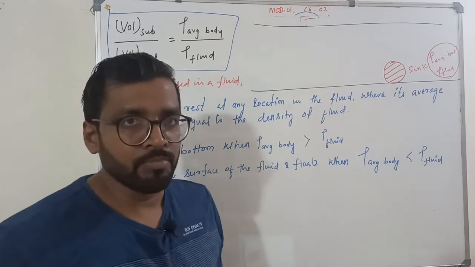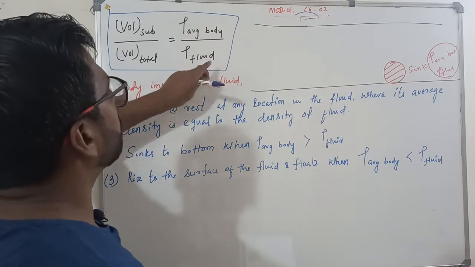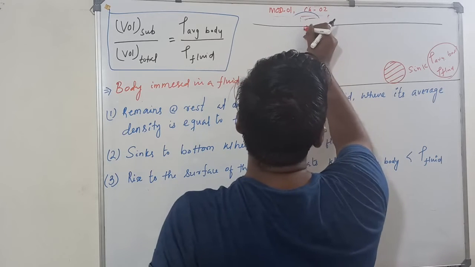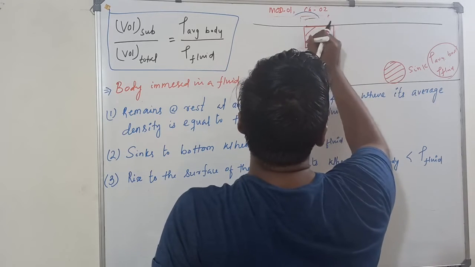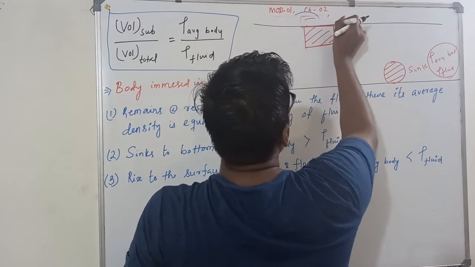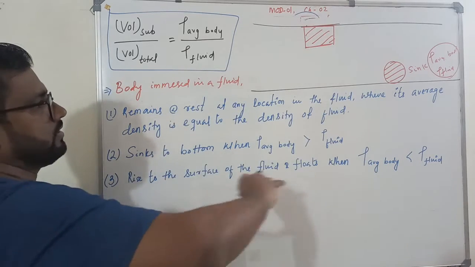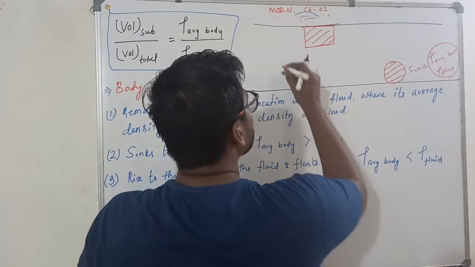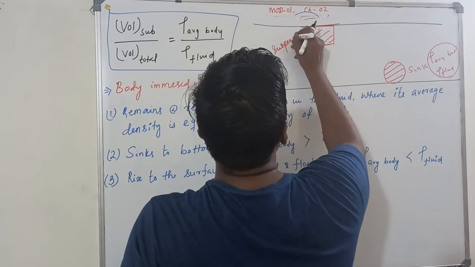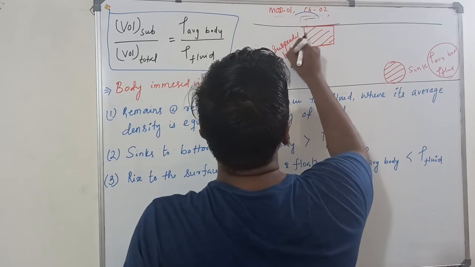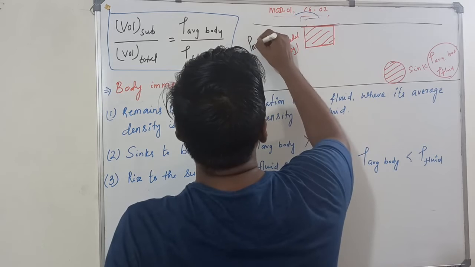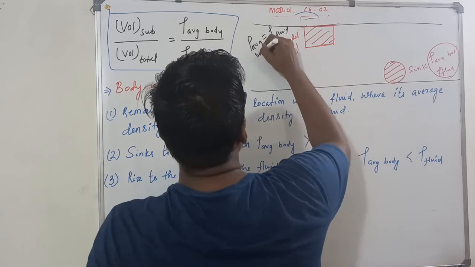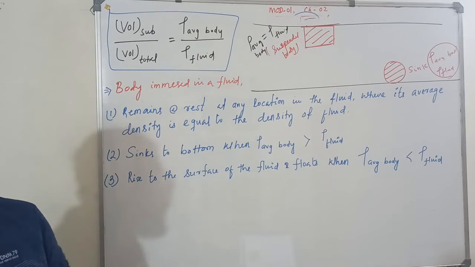So in such case, this has sunk. Now what happens if the average density of the body and the density of fluid become equal? If it becomes equal, it will be floating with this apex upward like this. Like this it will be floating on the top surface. Or we can call it suspended. We call it a suspended body when the average density of the body is equal to the density of the fluid.